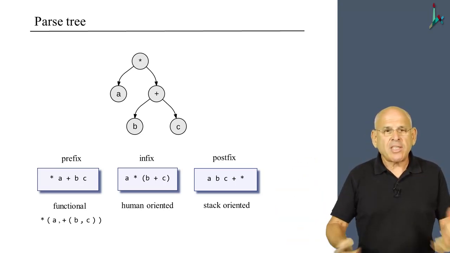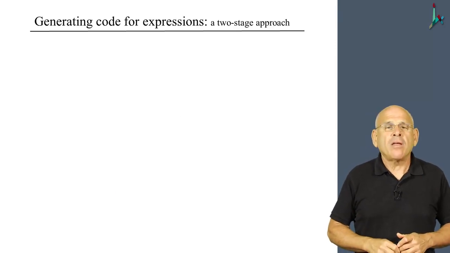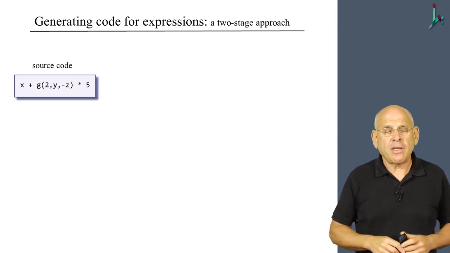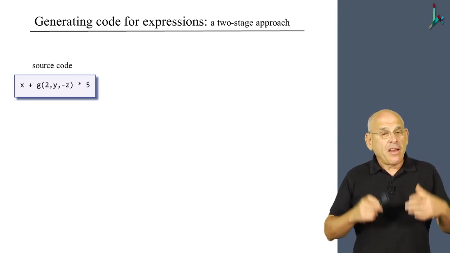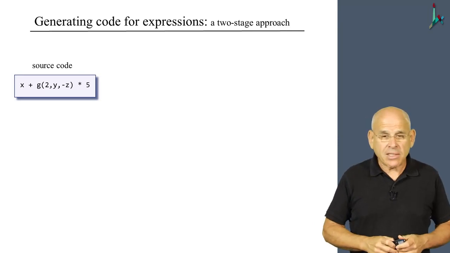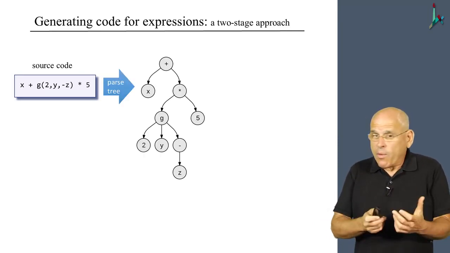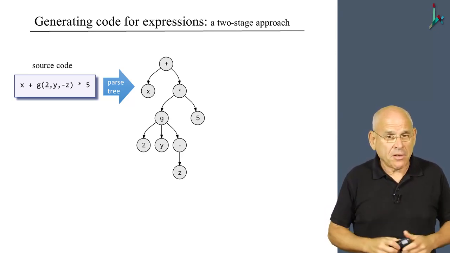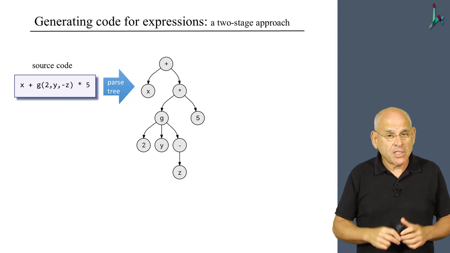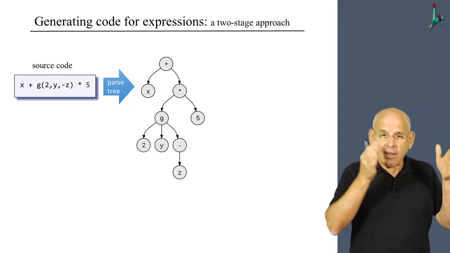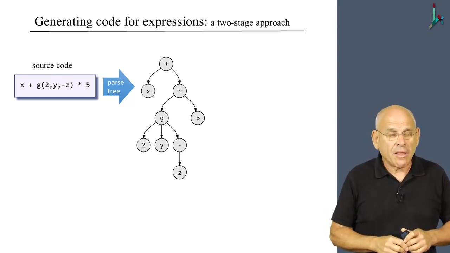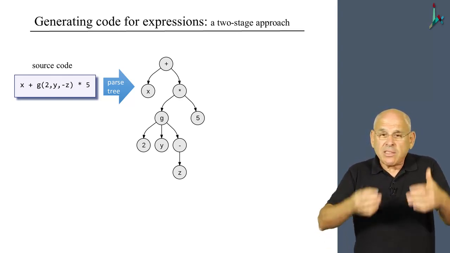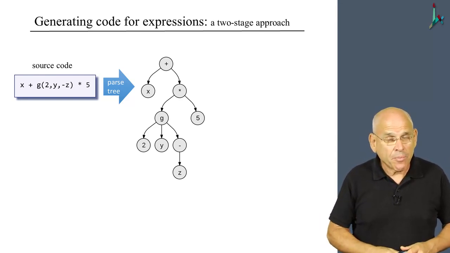We start with some expression written as usual in infix notation, and then from it we generate a parse tree, okay? And by the way, how to do it is something that we've already done. That's what the parser is all about. That's what we did in the previous module. We wrote a parser that takes source code like this and produces XML code from it. And XML is just yet another way to describe a parse tree.